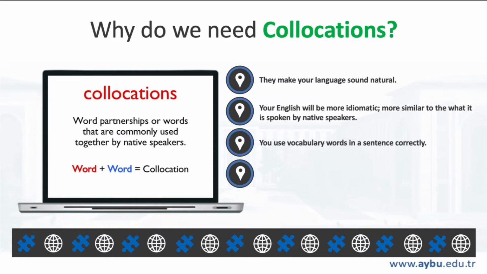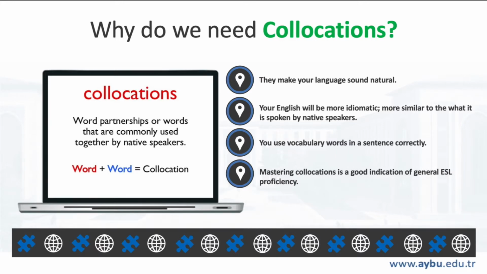Third, by learning collocations, you can use vocabulary words in a sentence correctly, both in your written tasks and your spoken language. Lastly, mastering collocations is a good indication of general ESL proficiency. It will help you a lot when you take AGE to start your departmental courses. Fluency depends on being able to produce combinations of words automatically.